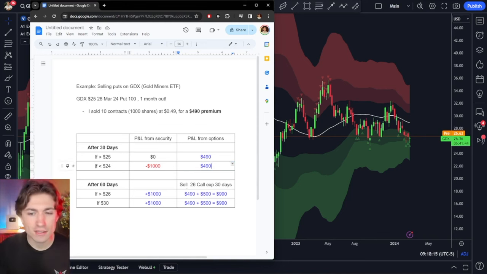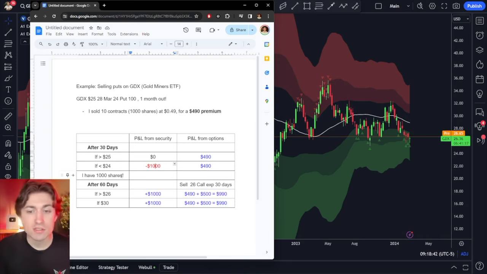So let's just say in this case, I am now assigned. I have 1,000 shares to my name now, and suddenly I have to figure out what I want to do with it. I'm sitting in somewhat of a drawdown because between the two of these, I'm about down $500. I collected premium, but my shares are worth less. And so again, I'm down about $510.